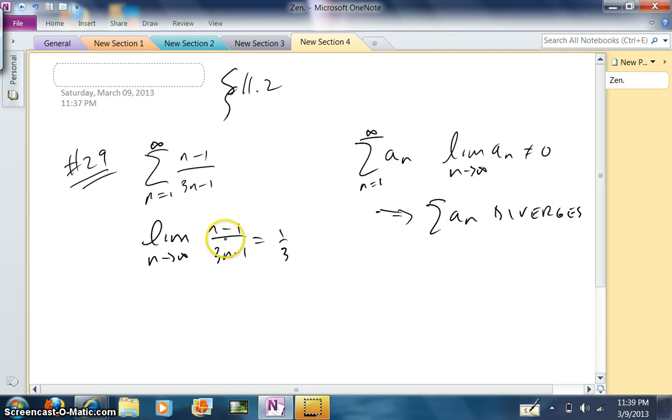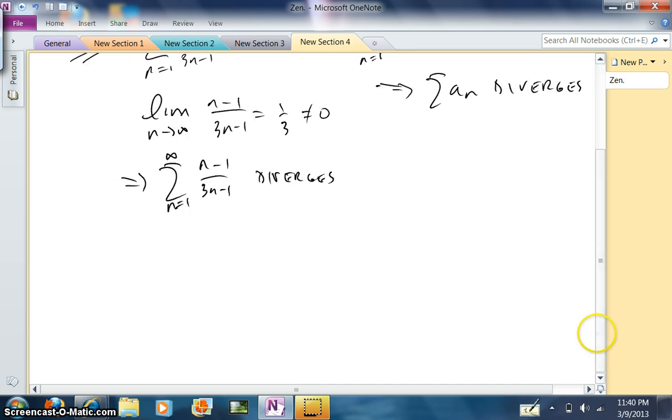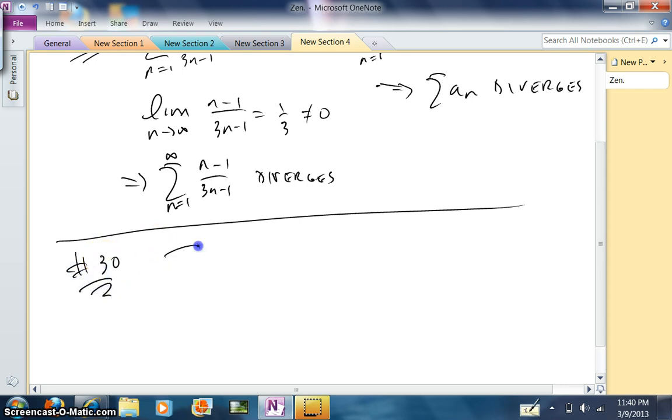If you like, you can use L'Hopital's rule, just view the n as a continuous variable, as if it was x. And so you get infinity over infinity, take the derivative, there's a 1 up there, take the derivative of the bottom, that's a 3. Either way, you get 1/3, which is not equal to 0, and so that means that the series that we were interested in diverges. Okay, easy enough.